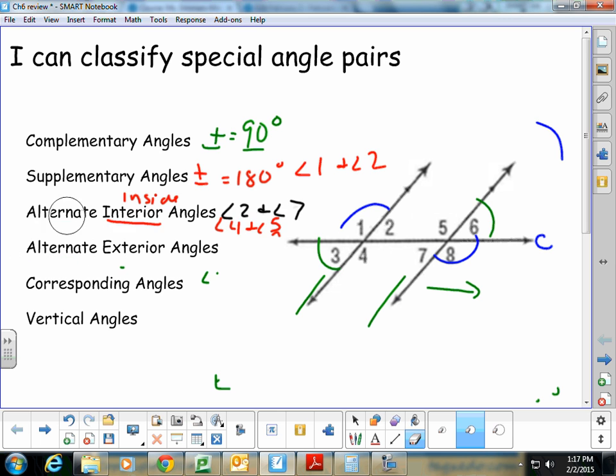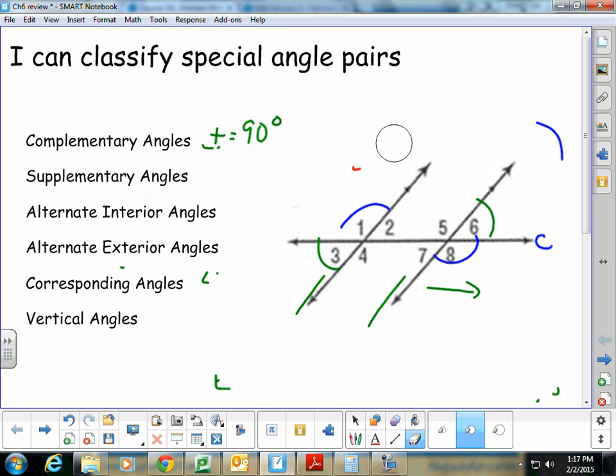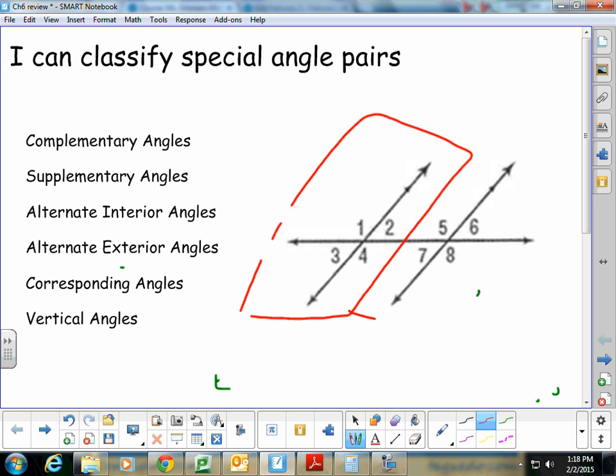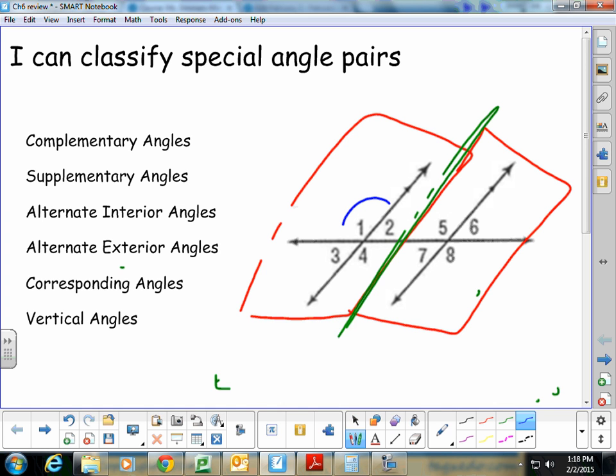Corresponding angles are angles that are in the same place according to the transversal. If you were to look at this image and cut it into 2 parts, where this line was cut by the transversal and this line was cut by the transversal, you look at them as 2 separate parts. Angle 1 is in the top left, angle 5 is also in the top left. So angle 1 and angle 5 correspond. Angle 3 and angle 7 correspond. And so on and so forth.